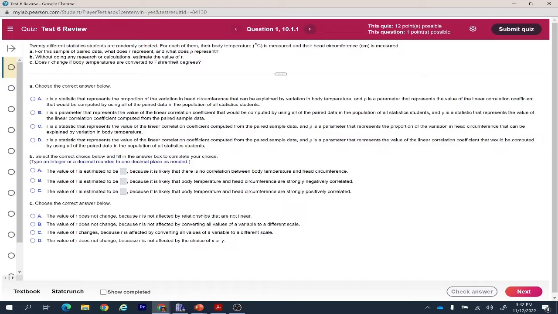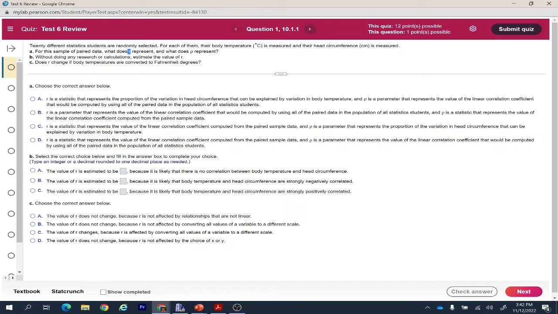So r is a correlation number, which is for the sample, and rho is for the population. So let's find out that information here. r is a statistic that represents the proportion of the variation.